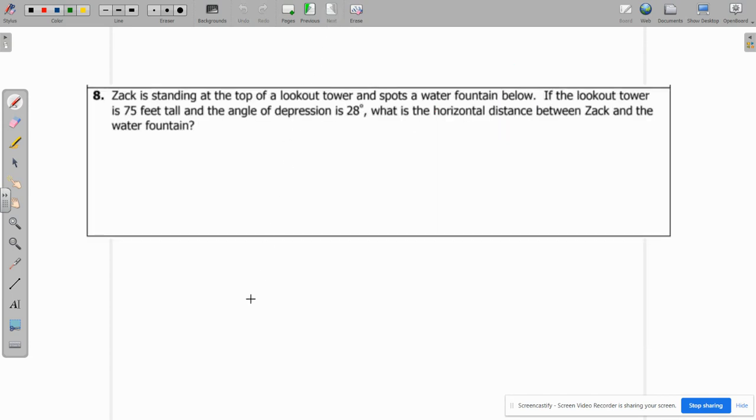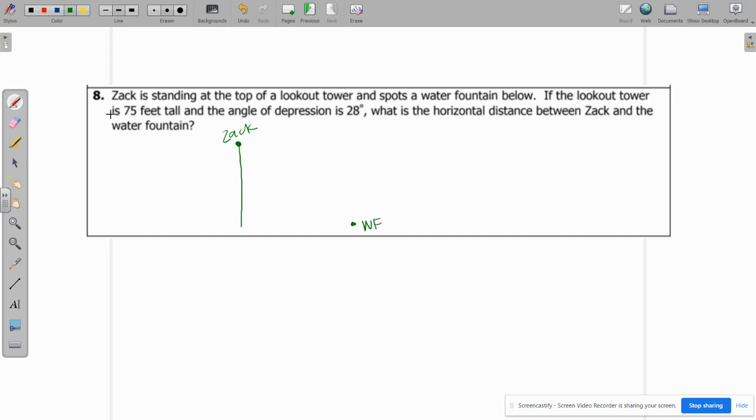We have one more problem. Zach is standing at the top of a lookout tower and spots a water fountain below. So let's say here is your tower. Here's Zach. He sees a water fountain. So this is a water fountain down here.